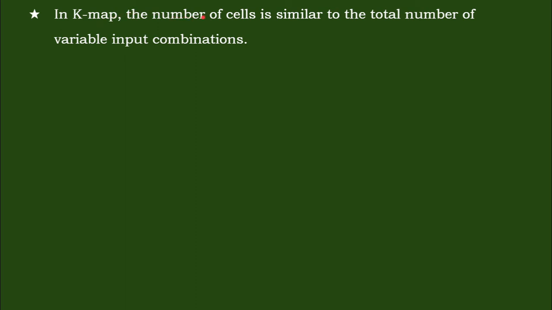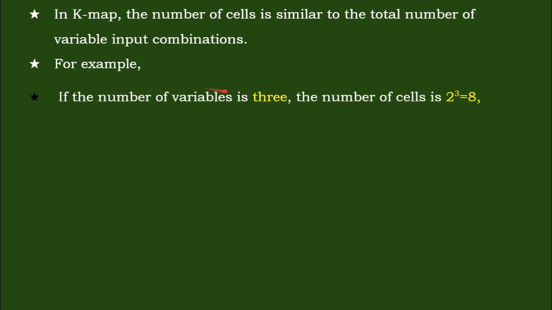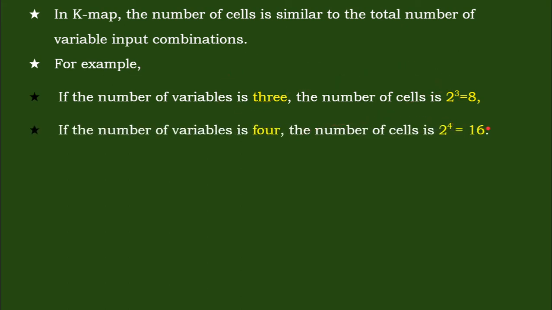In the K-map, the number of cells is equal to the total number of variable input combinations. So we know that when you have n variables, the number of combinations is 2 power n. If the number of variables is 3, then the number of cells is 2 power 3, that is equal to 8. That means for 3 it is 2 power 3 and for 4 it is 2 power 4, which is equal to 16. So this decides the number of cells in the Karnaugh map.